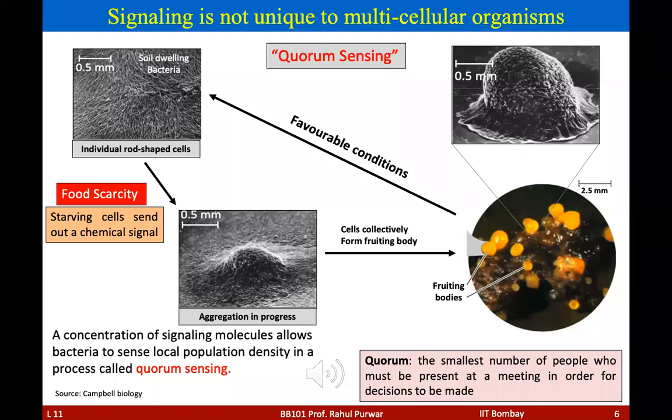And these cells collectively start making the fruiting body. So if you see a fruiting body like this, it means that there was a scarcity of food, and the starving cells sent signals to each other, which ultimately led to the fruiting bodies. This is also called quorum sensing. Quorum sensing is a process in which the concentration of a signaling molecule allows bacteria to sense local population density. If you think about quorum in its literal English meaning, it is the smallest number of people who must be present in a meeting in order to make a decision.